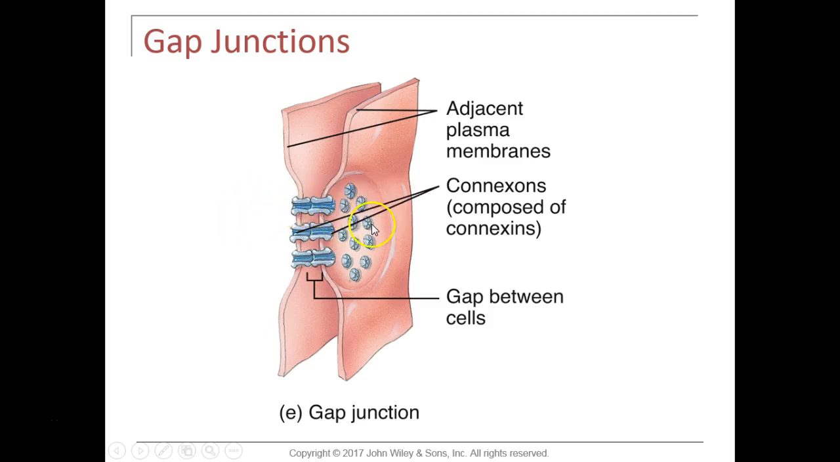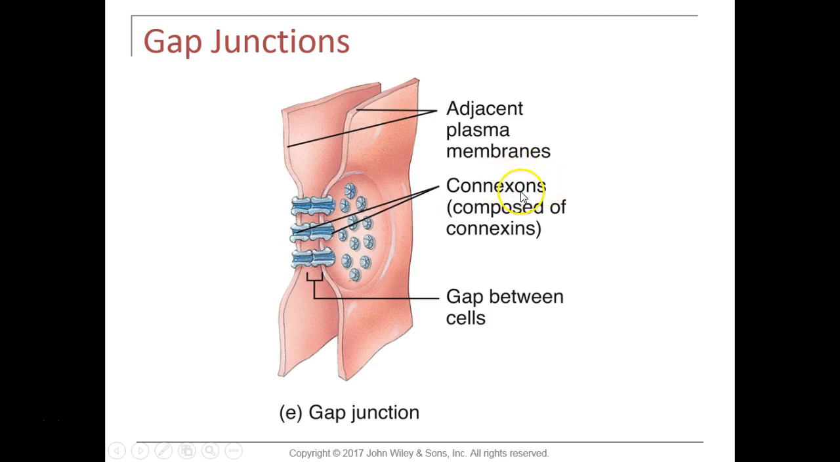So molecules and ions can be passed back and forth from one cell to another one. These gap junctions, composed of proteins called connexins, are special channels that allow these cells to communicate. So water-soluble substances and water can move from one cell to another one. So these gap junctions with a specialized channel is called a connexon.